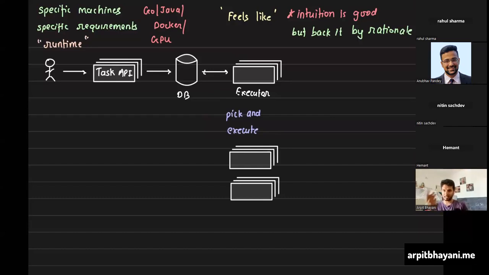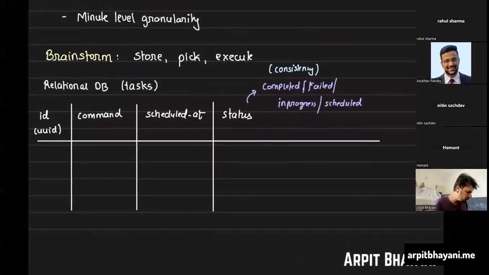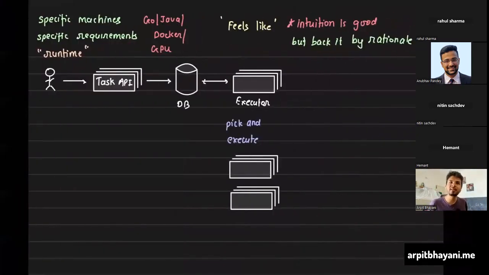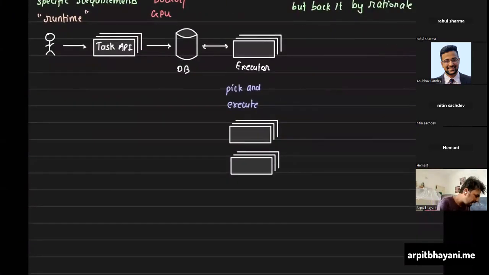Okay, that's a brilliant point. For example, if there is a task that requires GPU, why would that GPU-specific machine pick up any random task to be executed? Which means that in the task table, you may need to derive that information from the command somehow, or maybe have another column that tells what type of machine you would want to run it on. But still, what if I have a set of executors?